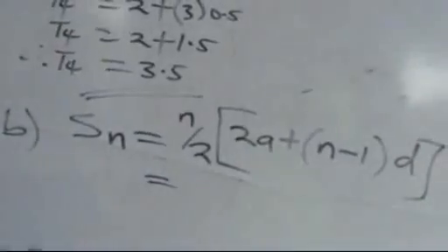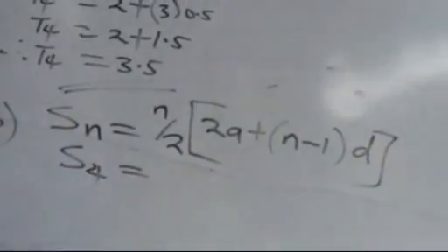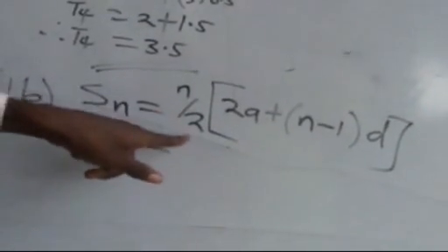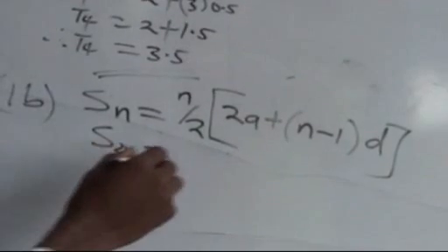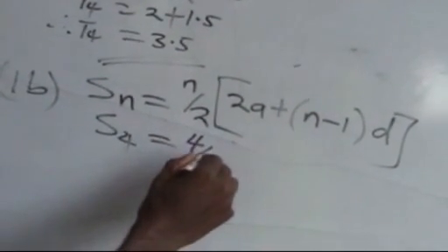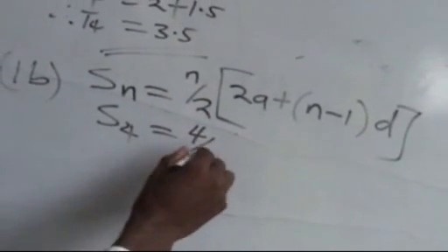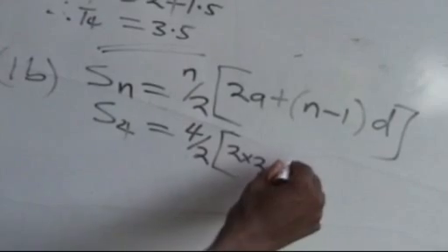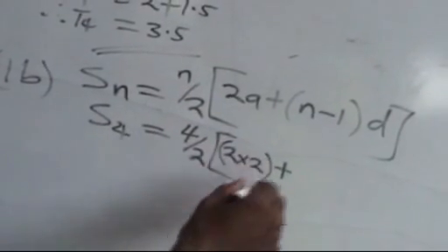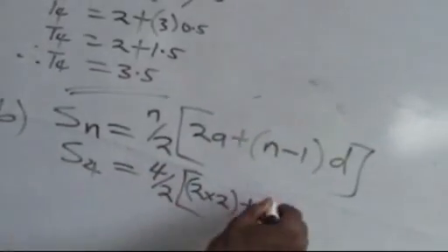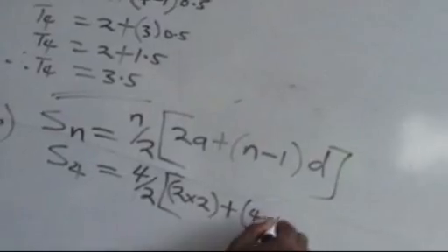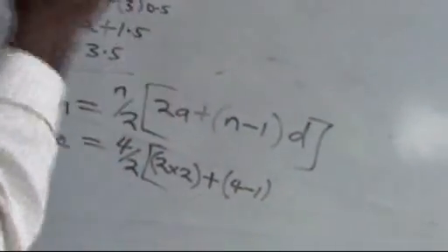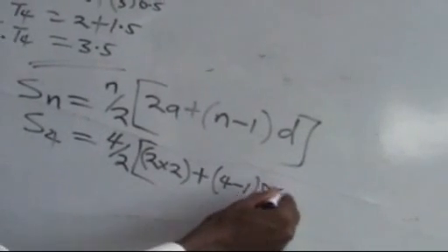The sum of the first four terms, so S4 is equal to n divided by 2. Our n here is 4 divided by 2 into 2a. Our a is 2, so we'll have 2 times 2 plus our n is 4, so we'll have 4 minus 1 multiplied by d. Our d, which is a common difference, is 0.5.